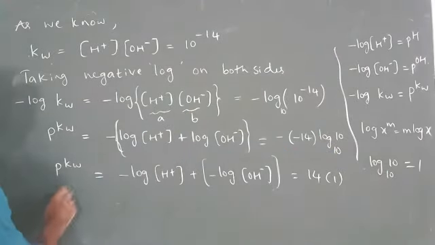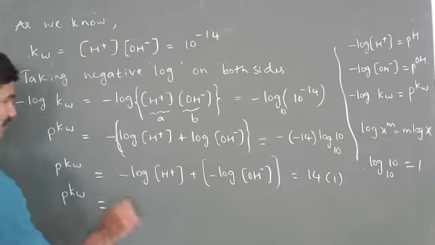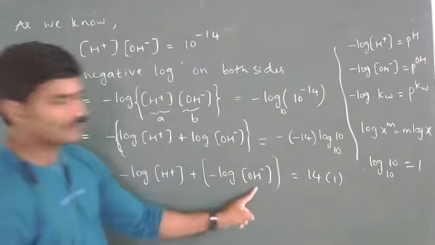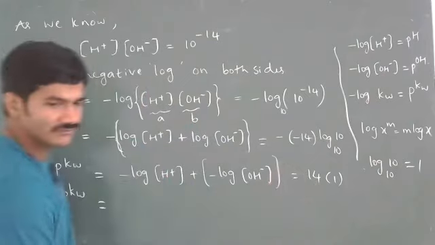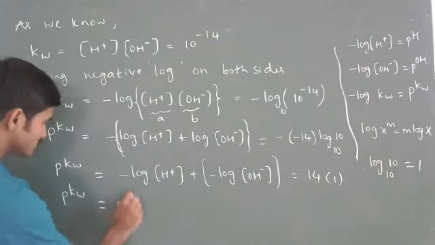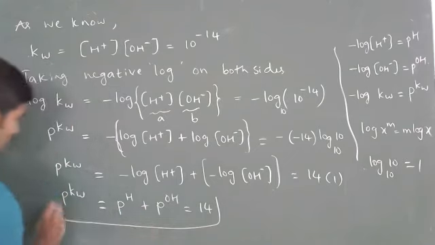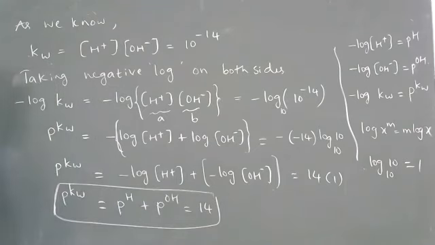So here pKw is equal to negative logarithm of H plus, pH, negative logarithm of OH minus, pOH, is equal to 14. So pH plus pOH is equal to 14. Understood?